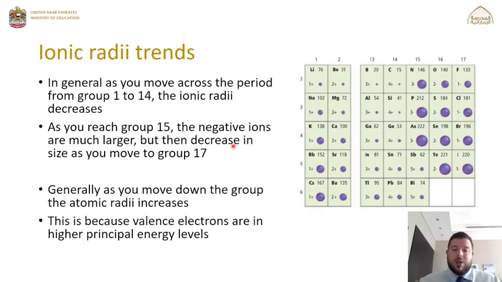Now if we look at the trend as we go down the group, this is a bit easier to understand, and you'll see as you go down the group the ionic radii will increase in size. This is because again we're increasing the number of principal energy levels, and therefore the electrons are getting further away from the nucleus and it is increasing in size.